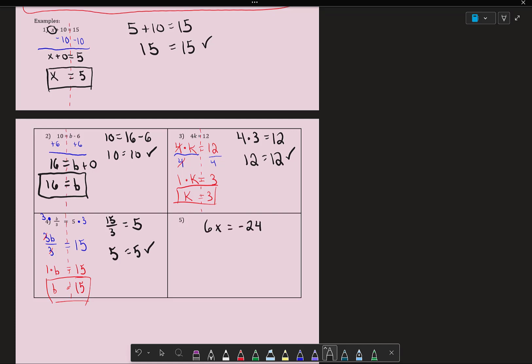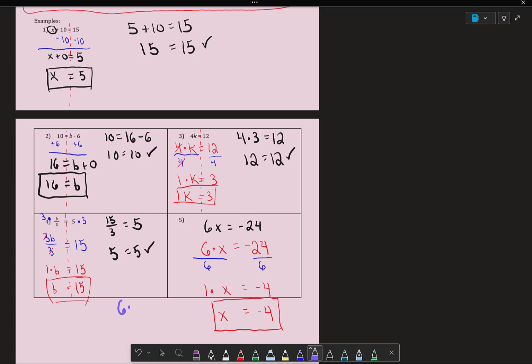Try this last one on your own. 6x equals negative 24. Remember, the goal is to isolate the x in this problem. So try it on your own, see what you do. I'm going to give the answer here in about 5 seconds. 3, 2, 1. So there's my work, and there's my answer. I got an answer of x equals negative 4.